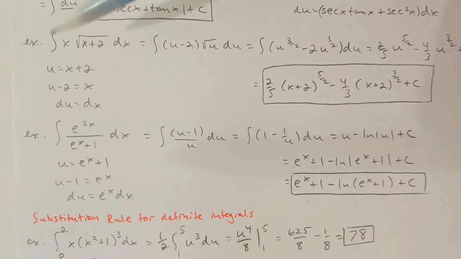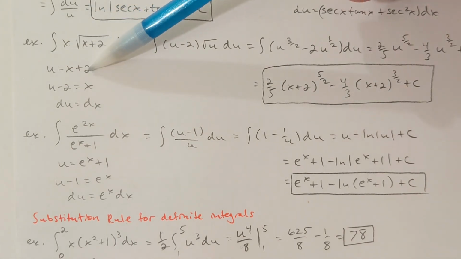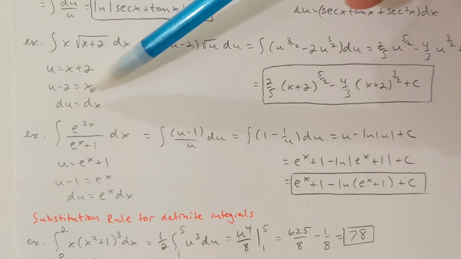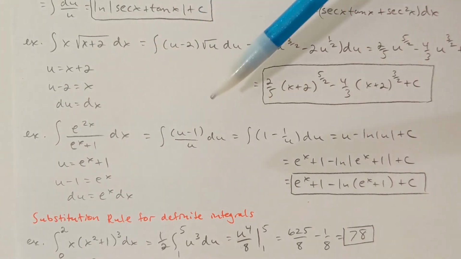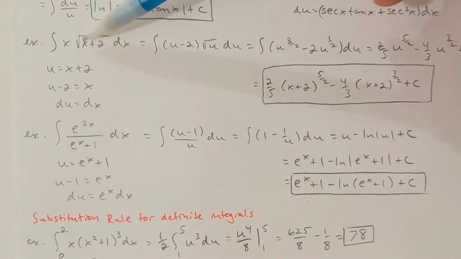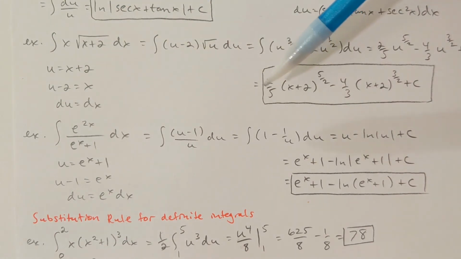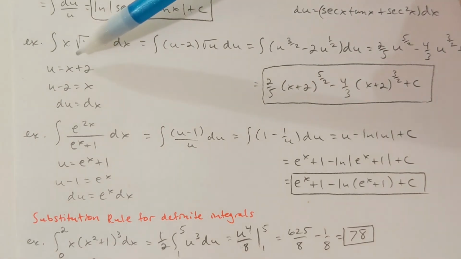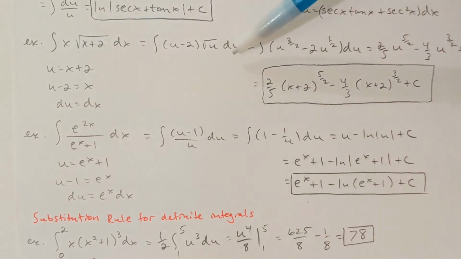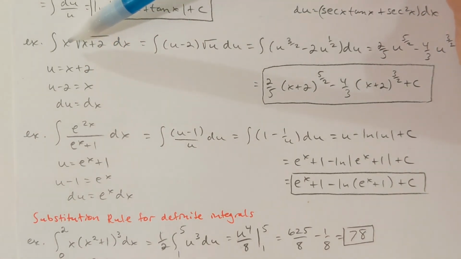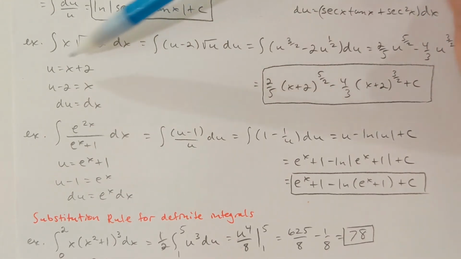Well, if u is equal to x plus 2, and you subtract 2 from both sides, x would be u minus 2. So I'll be able to replace x with an expression entirely in terms of u. du is dx, like I said, so I've replaced that. x is u minus 2, and then the square root of x plus 2, that'd be the square root of u.